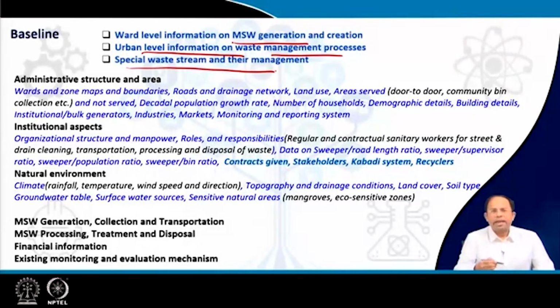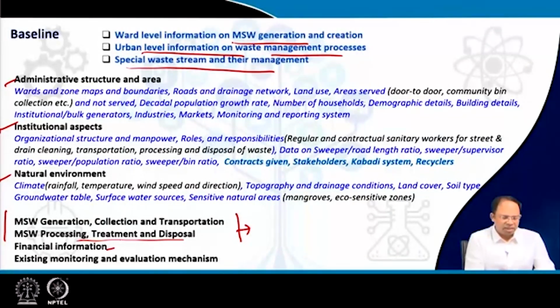So to get this kind of data, we have to collect data on different aspects. These are the administrative structure of that particular ULB and the area, the institutional aspects that we discussed, and the natural environment of that particular urban area. Along with that, we have to have detailed data on the different generation, collection, and transportation processes, and the processing, treatment, and disposal. So we need data on the infrastructure, facilities, and services that are provided in that urban area for solid waste management. Finally, financial information and the existing monitoring and evaluation mechanism for solid waste management plans.